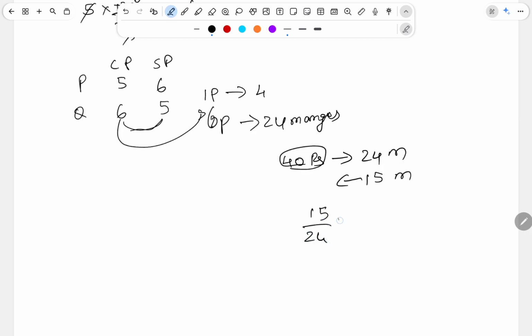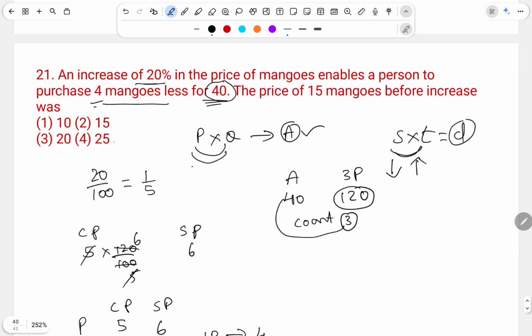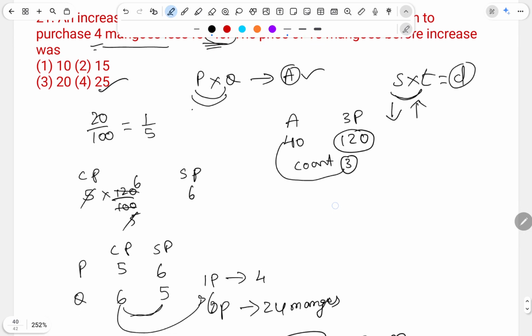15 by 24 into 40. 8 3s, 8 5s. 3 1s, 3 5s. So 25 rupees. He needs to spend 25 rupees.